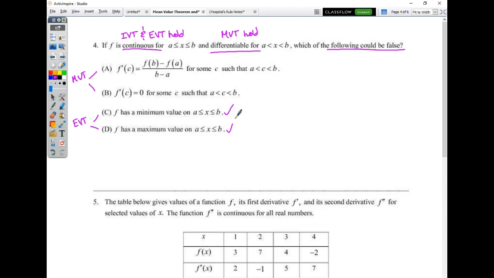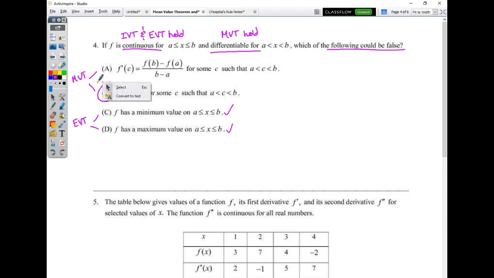The best way to deal with this is to ask which one is more specific. If you look, A says that the derivative is just equal to some slope between A and B. B says the derivative has to equal 0. You'll notice that B is really specific. So what we realize is that the more specific one is always going to be the wrong answer.